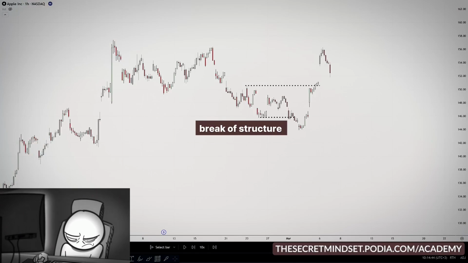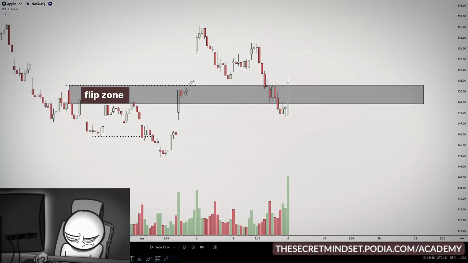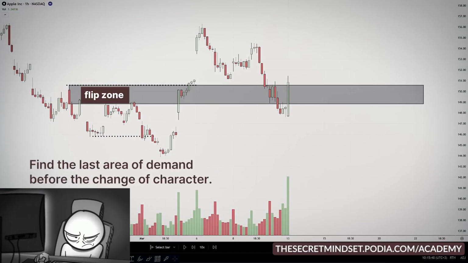First, the break of structure. Price breaks below a previous low. Then the change of character. A strong move up. It signals that the pullback might be over and the uptrend is ready to resume. Then we have the flip from supply to demand. The area just before the change of character, which was previously supply, now becomes potential demand. This is our key level to watch for potential entries.